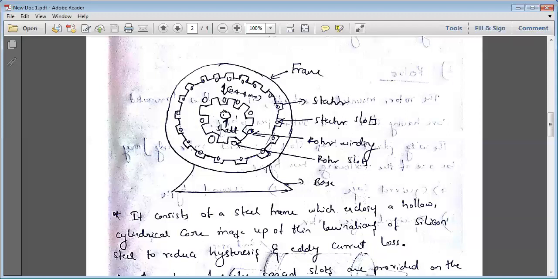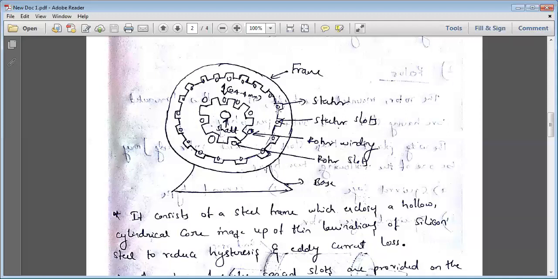Next comes the shaft of the machine. There are again two ends. One is the driving end and the other is the non-driving end. The driving end is connected to the external prime mover, where we can connect the mechanical load. At the non-driving end, we can connect the bearings, which decrease the friction losses. Okay, reducing the friction losses, that is the purpose of using the bearings in the machine. And this is the base of the induction motor.